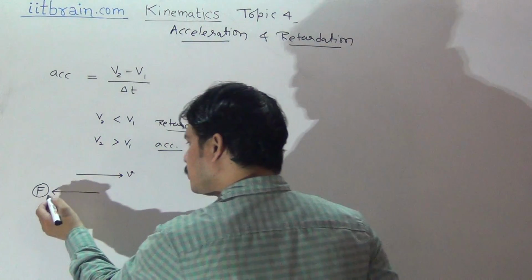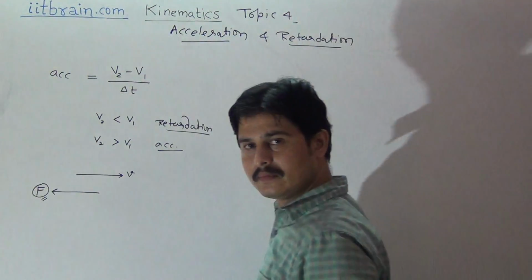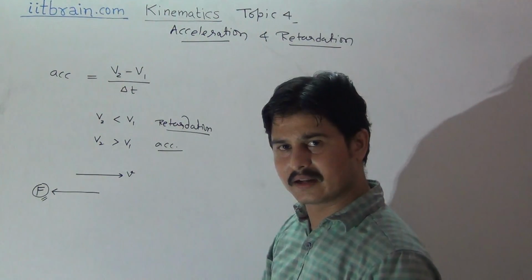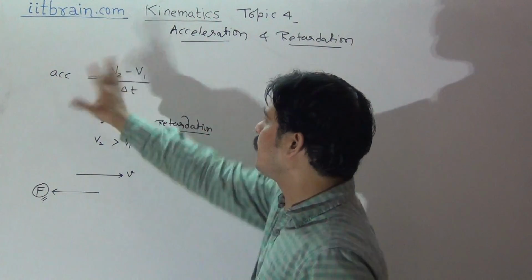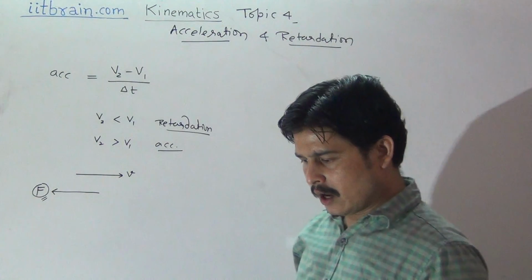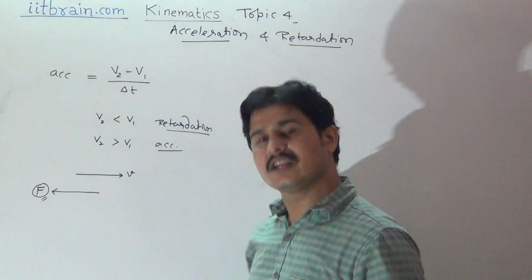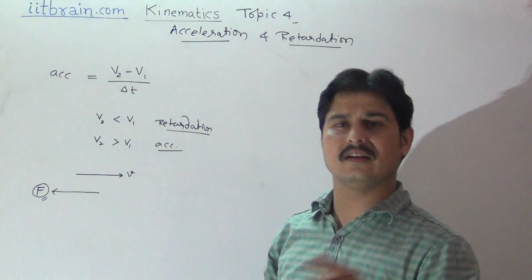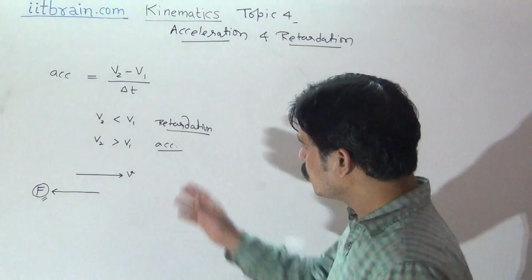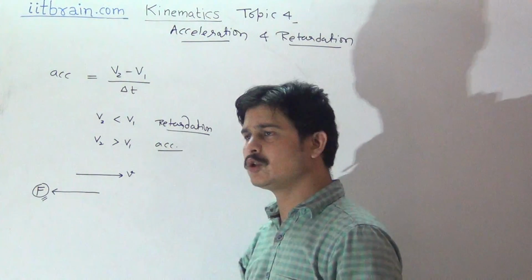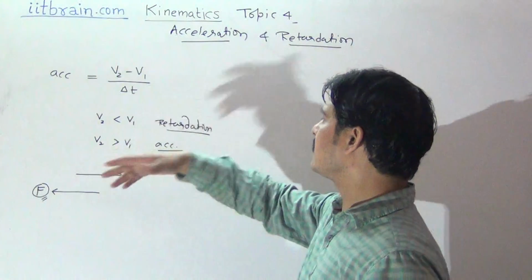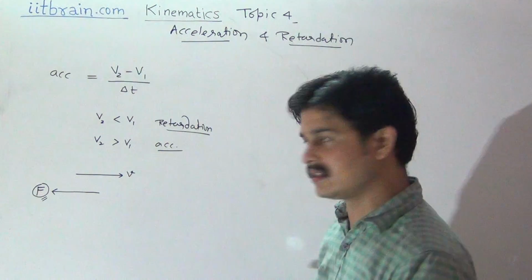So in that case, this force is called retarding force, and the affiliated word retardation is associated with this retarding force. So rate of change of velocity is known as acceleration or retardation. It is acceleration in the case when final velocity is greater than initial velocity, but it will be retardation if final velocity is less than initial velocity. So which of these two words we have to use depends on whether final velocity is greater than initial velocity or less than initial velocity.